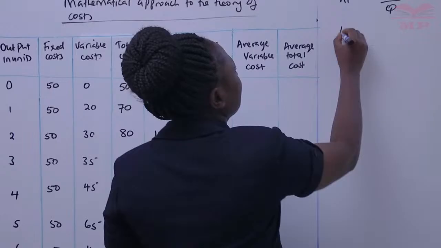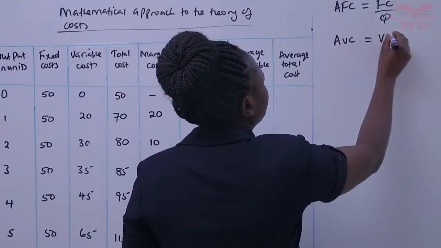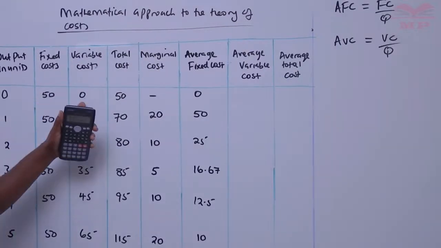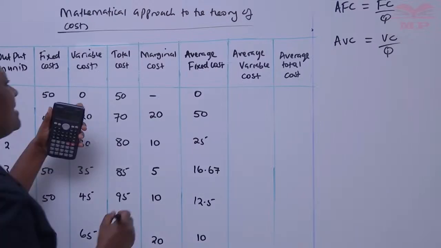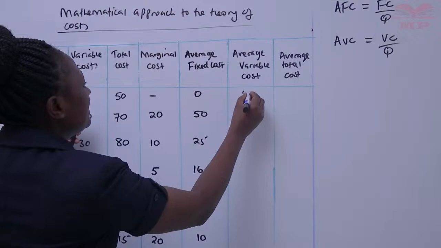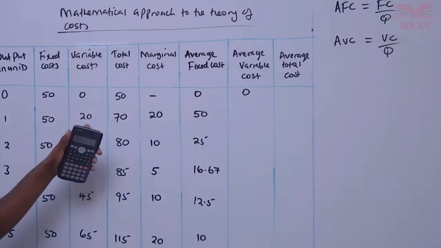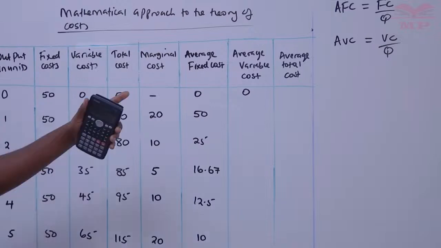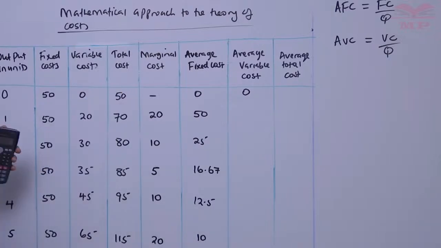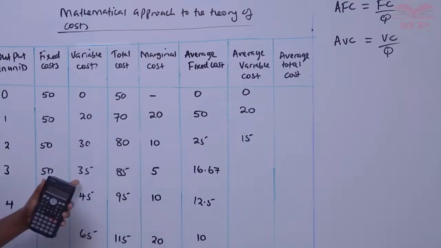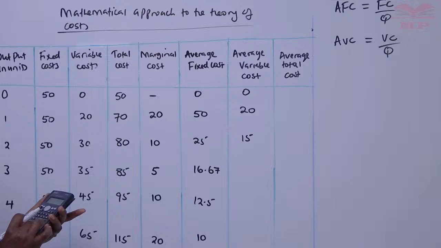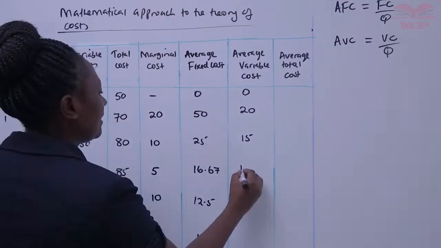Average variable cost equals total variable cost over output. Our variable cost for output unit 0 was 0, so this will give us 0. Then for the first unit, the variable cost is 20. To calculate the average, we are taking 20 divided by 1, which will give us 20. For the second unit it is 30 divided by 2, which equals 15. For the third unit, we have 35 divided by 3, and this is equal to 11.67.